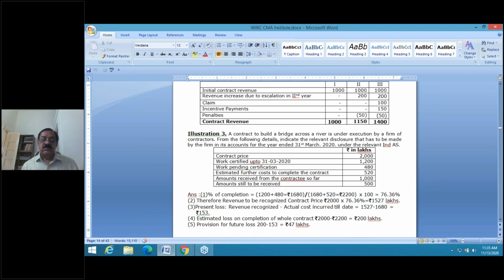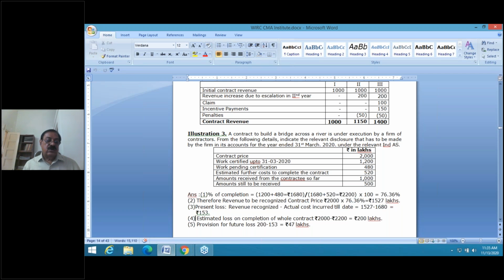Okay. Now it means you have incurred how much cost, friend, up till now? 1680. So what is your present loss? Even for the current year, if you see, cost incurred is higher than the revenue to be recognized. Revenue is 1527, cost is 1680. So in fact, you have already incurred a loss of 153. So as per conservatism, this loss will obviously be shown in your profit and loss account. This is booked without doubt.